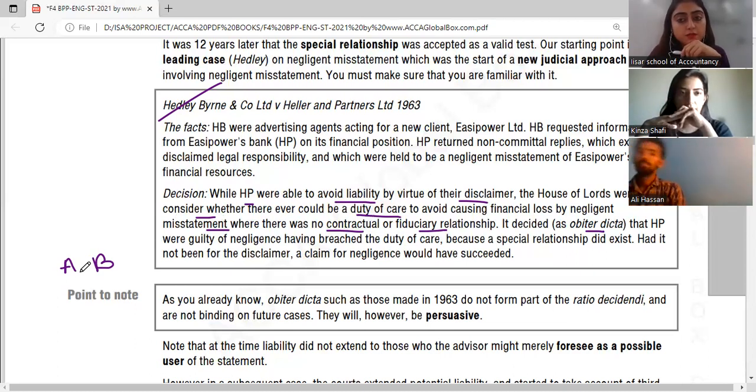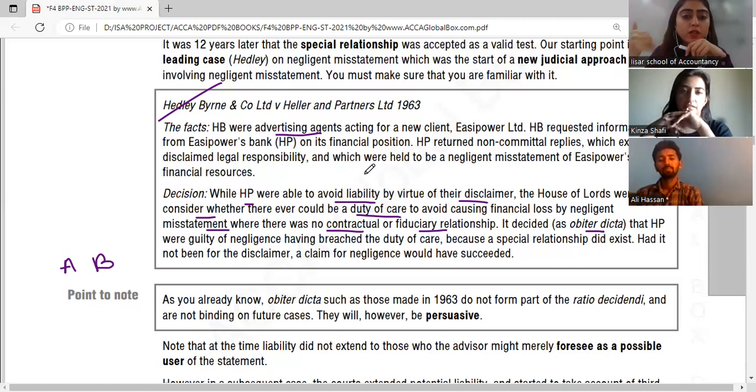And we'll be getting the financial statements as well. You said in the contract that we will be acting as your advertising agent. And they entered into a contract and said that there would also be a financial settlement, that we will pay this much and you do this advertisement. Now, due to a misstatement about Easy Power's financial resources, a conflict arose between them.